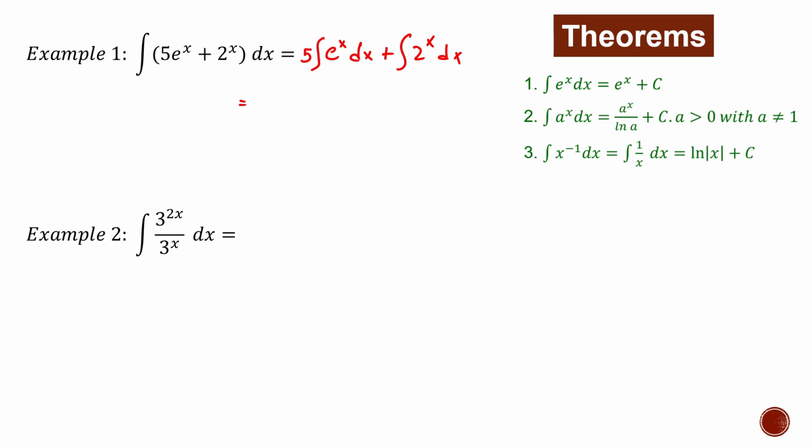So we all know that the antiderivative of e raised to x, as you can see here, is just e raised to x plus c. So that means this would just be 5e raised to x. And then plus the antiderivative of 2 raised to x. That's the second theorem, right? You can see it. So this is 2 raised to x over ln of 2 plus c.